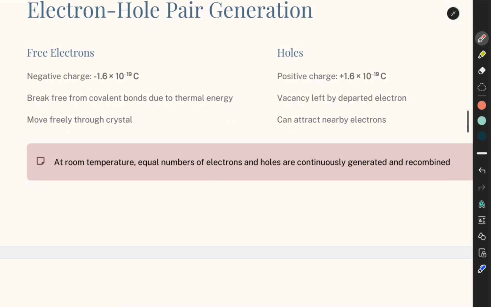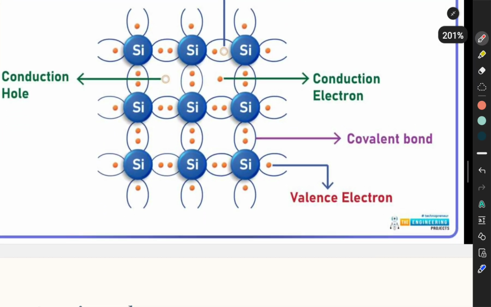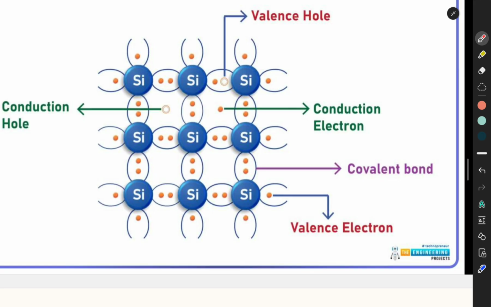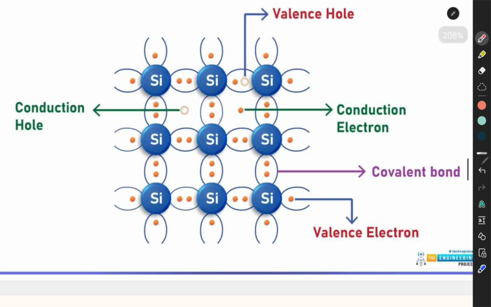Now whenever this electron departs from its position, let's see, I'll show you the diagram. As we have seen, this is a covalent bond formation, right? Silicon's outermost orbit will have 4 electrons, and this silicon atom will have another 4 electrons in its outermost orbit, and this will have 4. By this type of sharing, the covalent bond formation is happening.